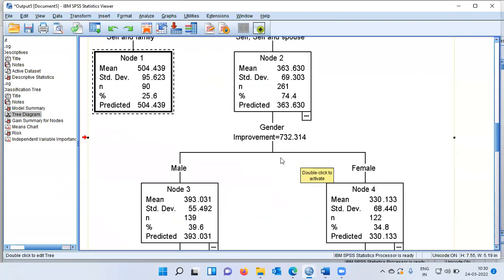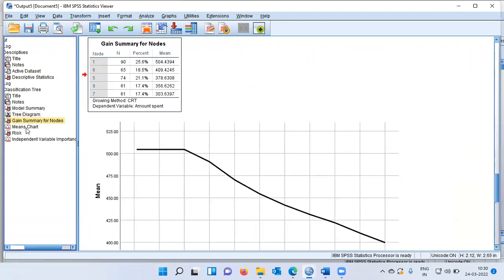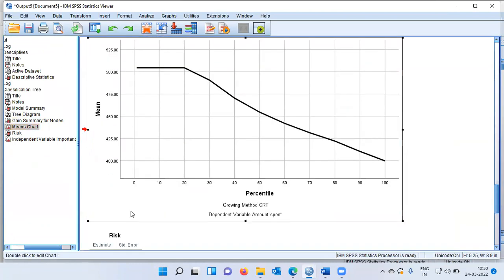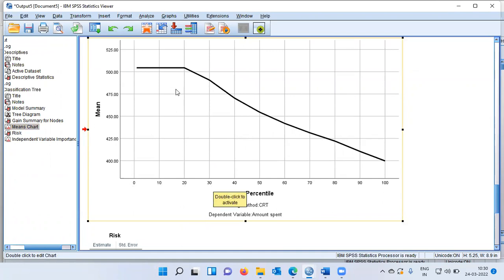So this is how you can interpret a decision tree output. There is another useful chart which is called the means chart. Let me look at the means chart. In the x-axis, you have the different percentile values. You have the 10th percentile, 20th percentile, and the 30th percentile. What you see here is quite interesting. In the y-axis, you have the average spend.